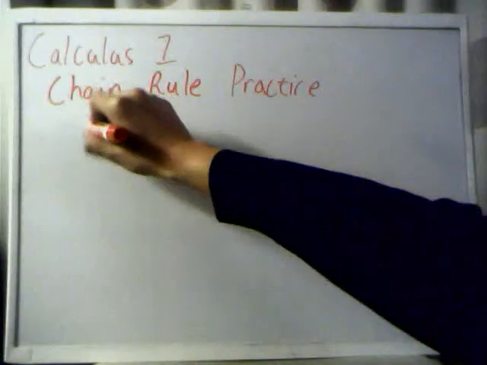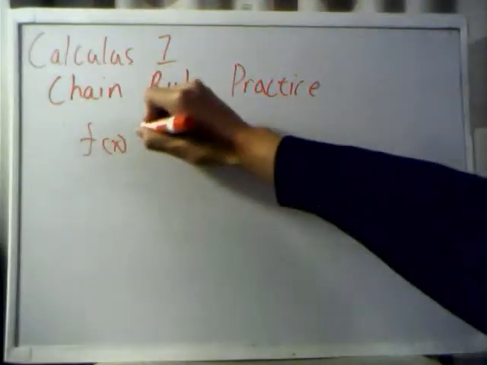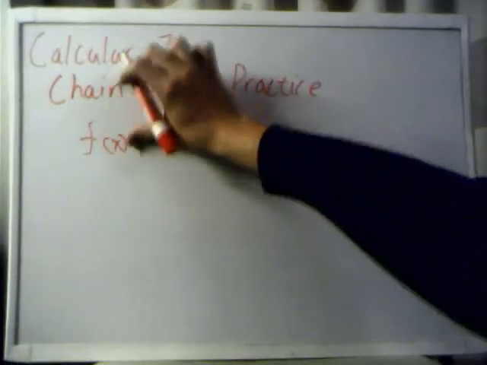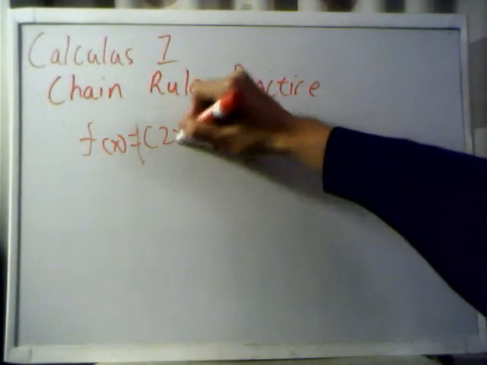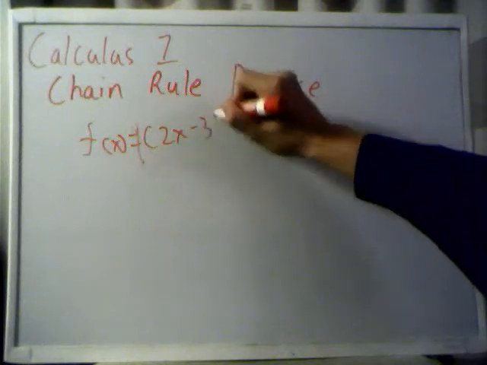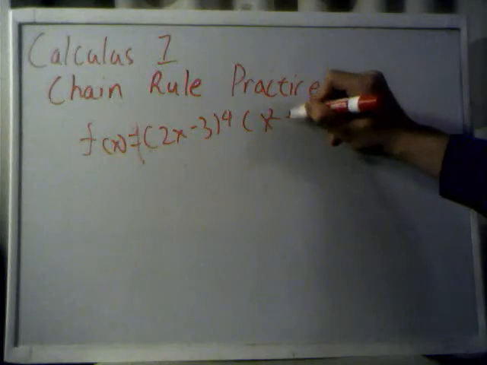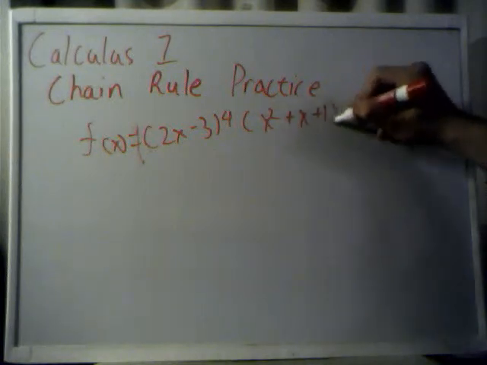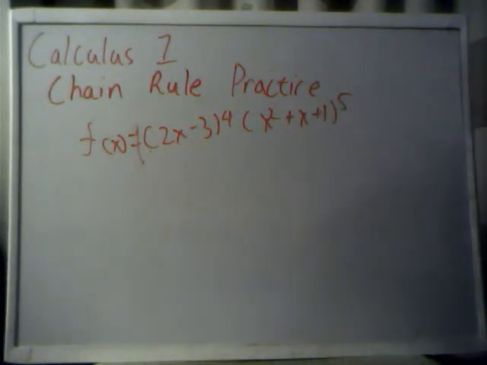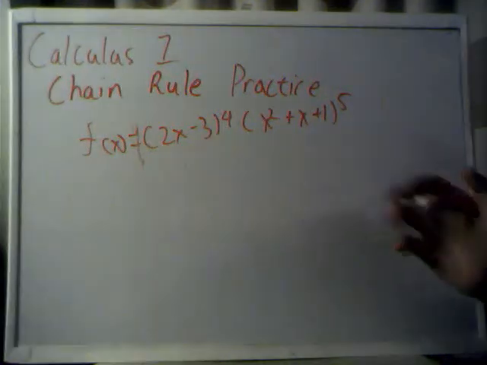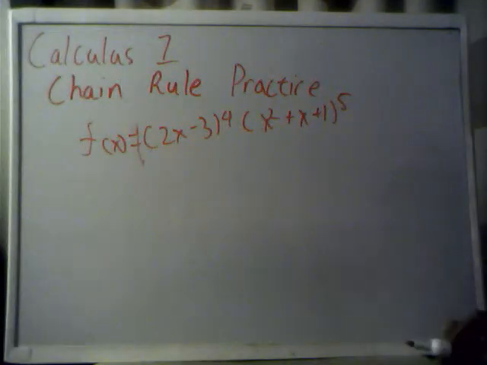Alright, so let's do f of x is equal to (2x minus 3) to the fourth power times (x squared plus x plus 1) to the fifth power. So now you're looking at this problem and you're saying, whoa, you have two composite functions multiplied together. So what does this mean? That means you have to do chain rule and product rule to solve for the derivative.